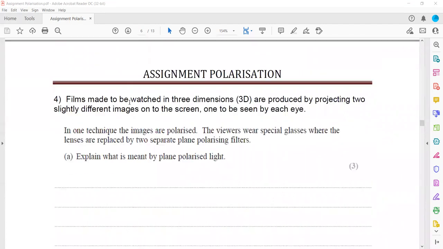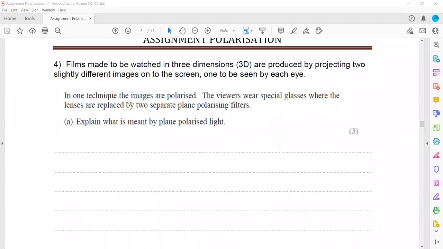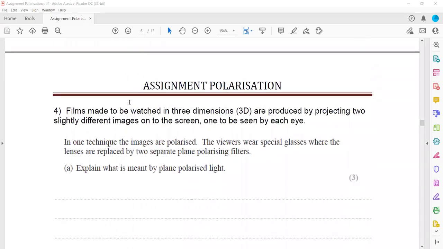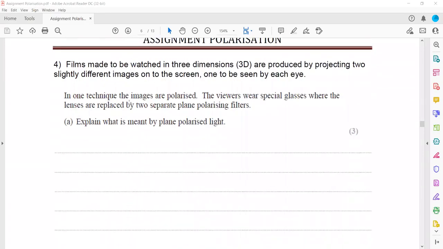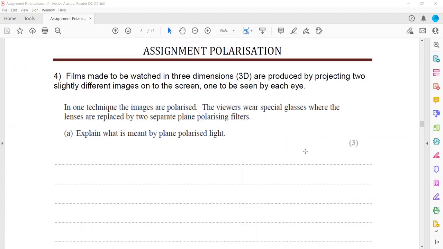Then question 4. Films made to watch in 3D, or 3 dimensions, are produced by projecting two slightly different images on the screen, one being seen by each eye. Basically, maybe you have experience of watching a movie in a 3D theater. So in a 3D theater, they give you special glasses. Basically, what are these glasses? These glasses are actually polarizing filters.